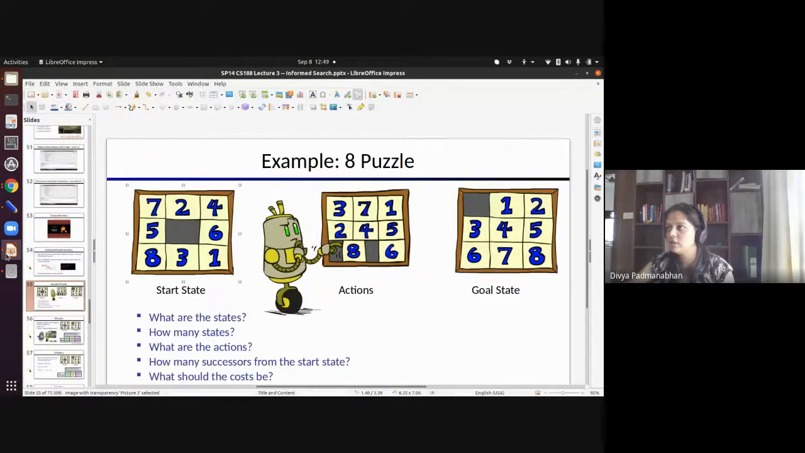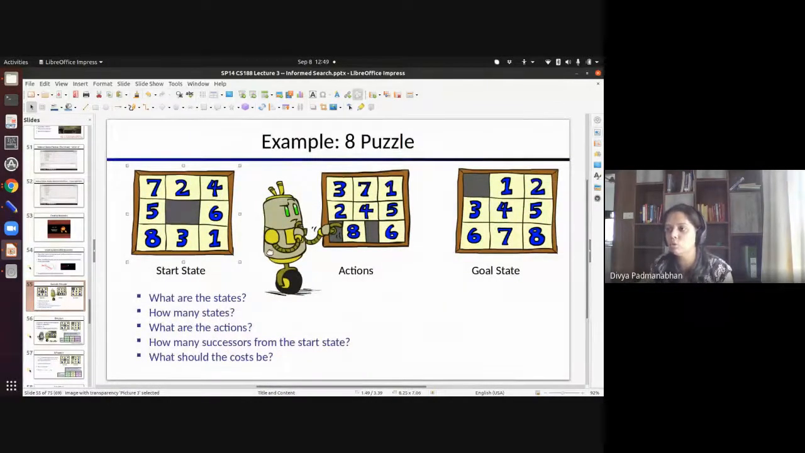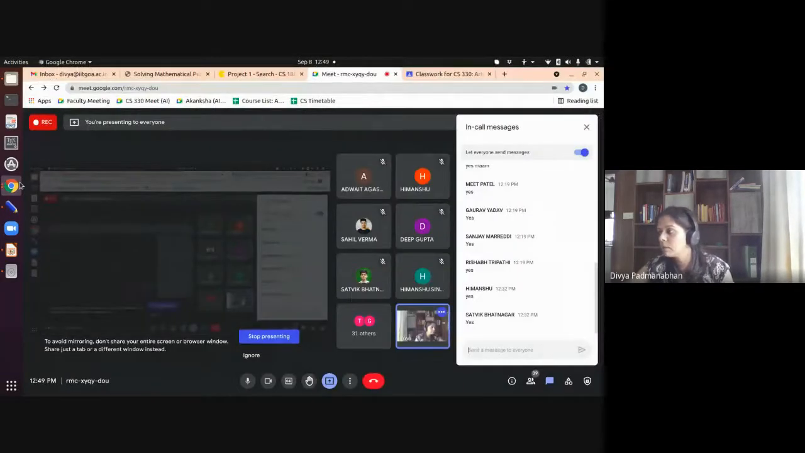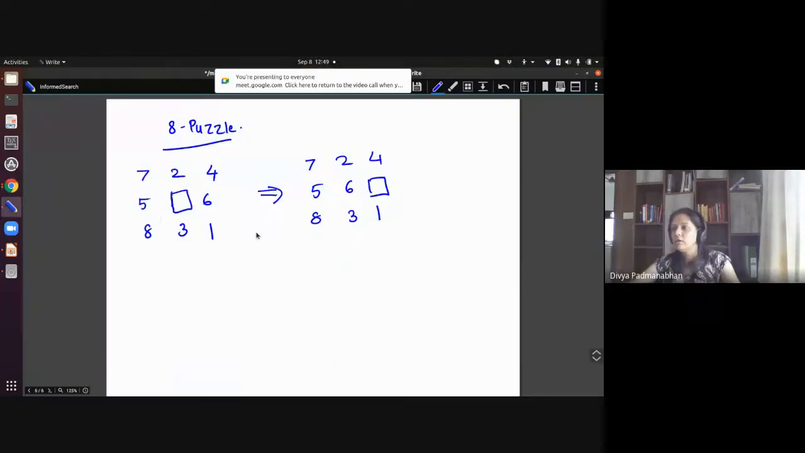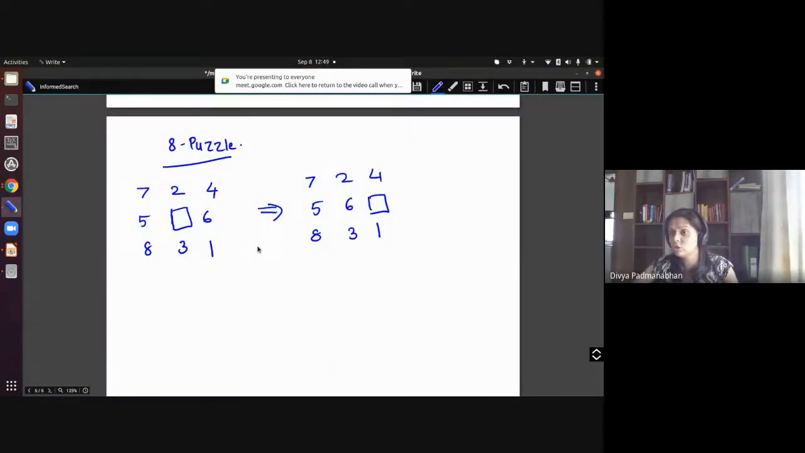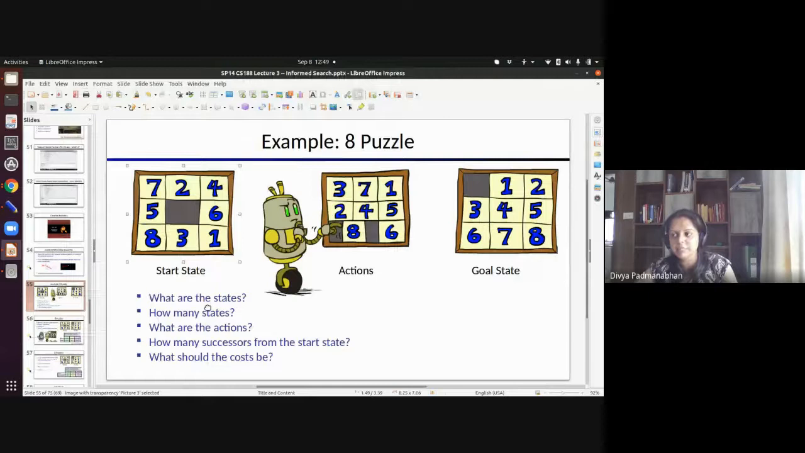And the task for the search problem is to go from the start state and find the sequence of moves to finally get to the goal. Is the problem clear? Yes, ma'am. Okay, so now you could try to think of how you represent the states, the actions, how many successors, what the costs are, all these things. This is something for you to think of.